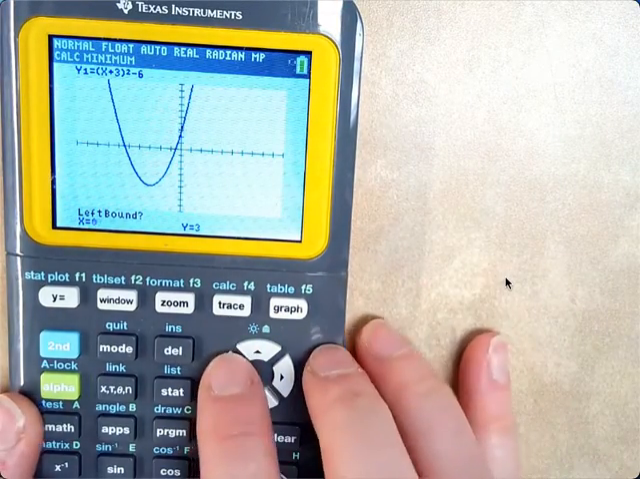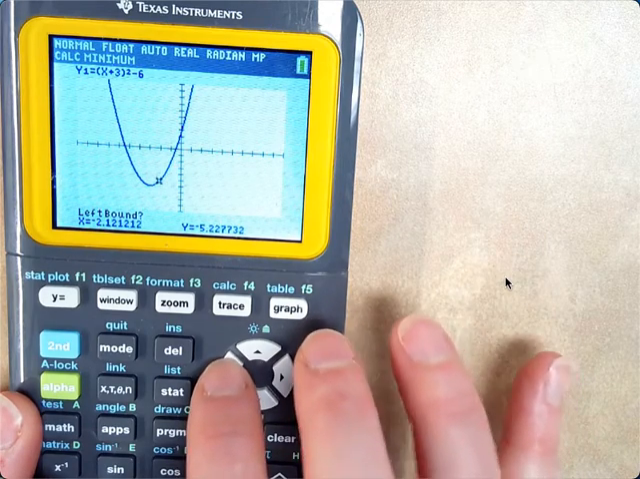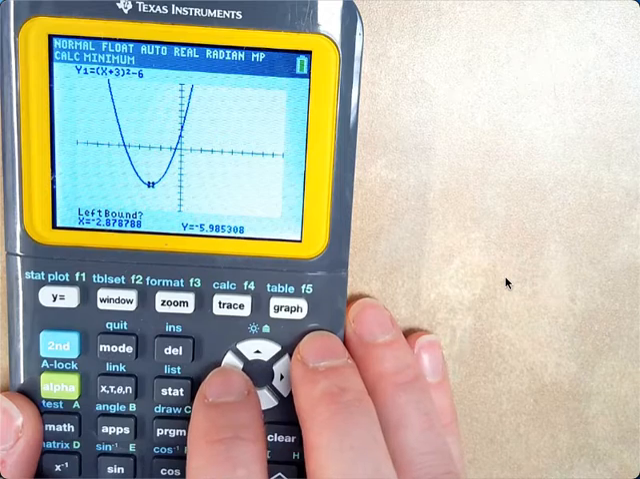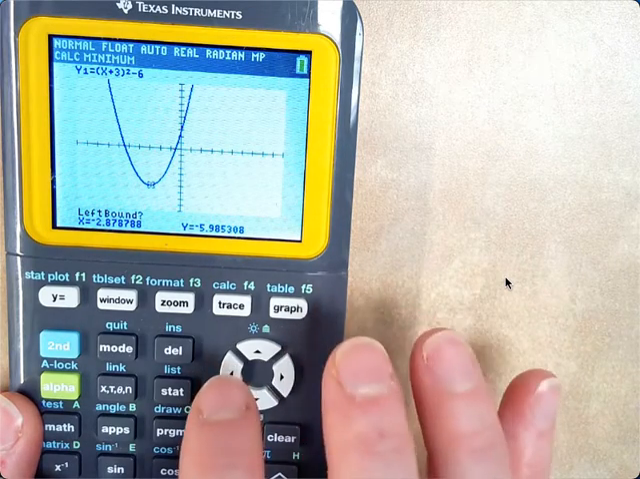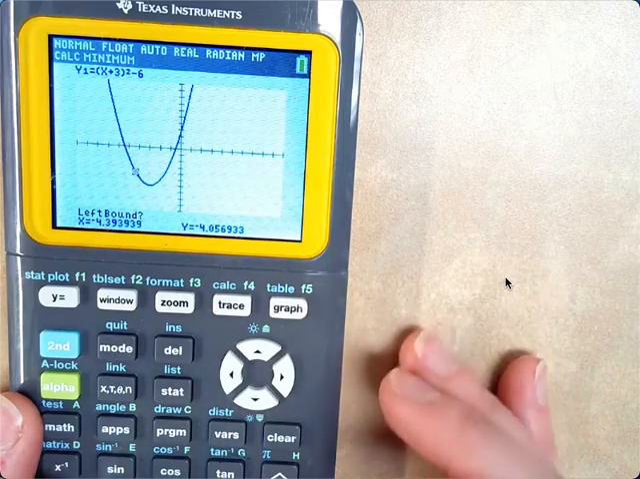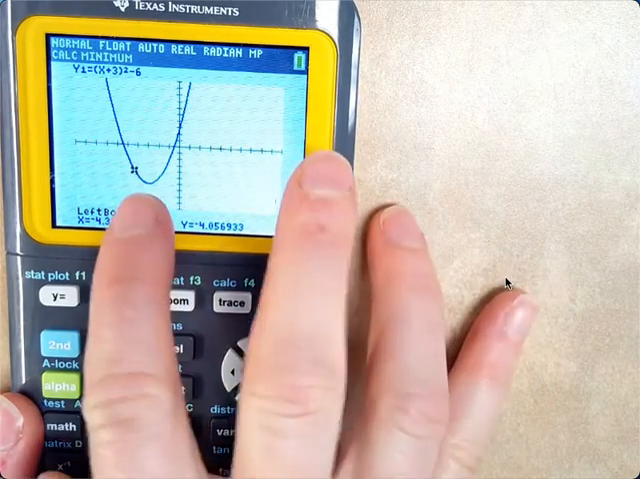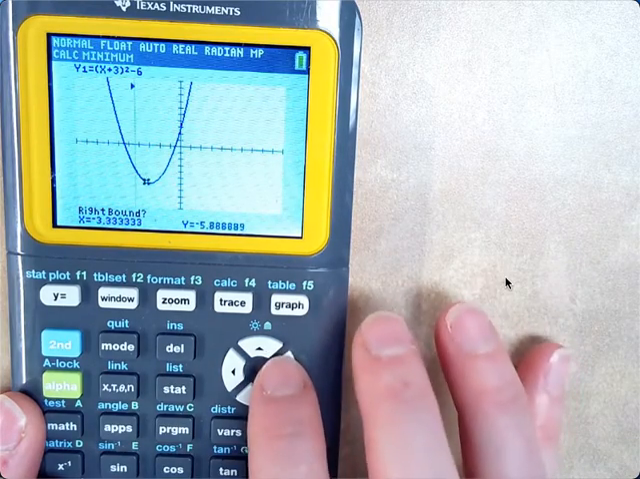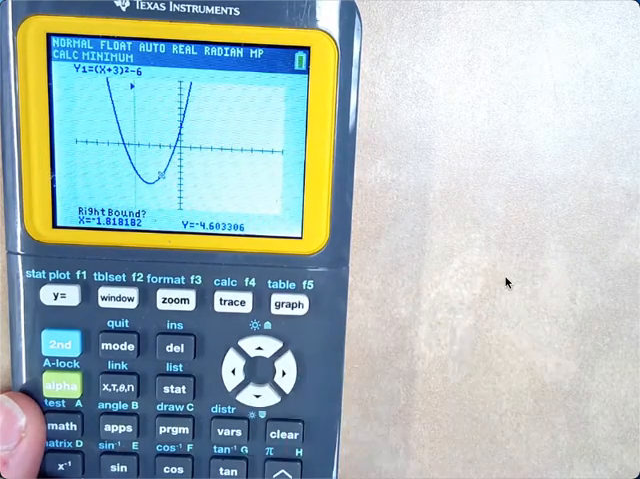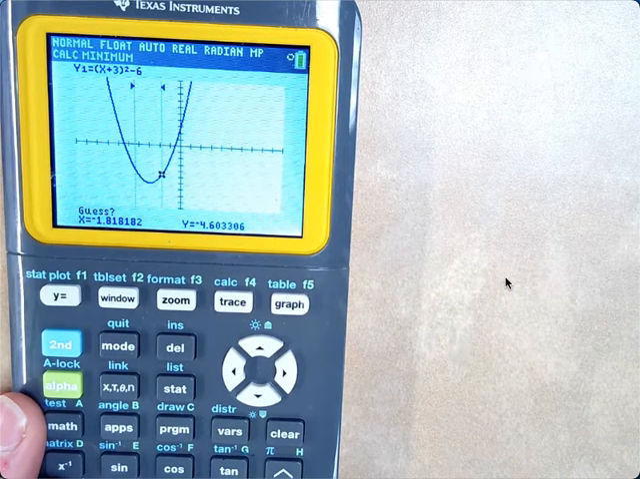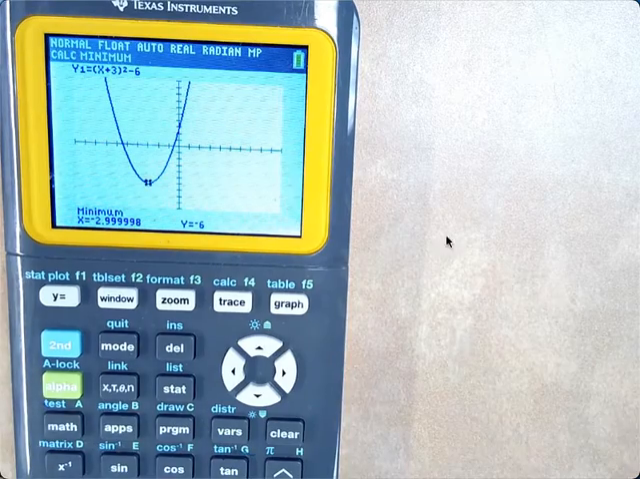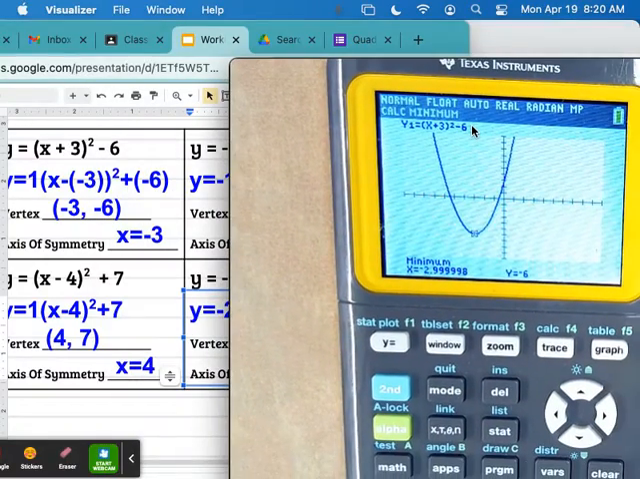We need to go to the left side. So here is where our vertex is, right? Get your cursor to where the vertex is, and then go to the left of where that vertex is. So I'm going to go over here. That's to the left of my vertex. I know the vertex is right there. Push enter. Now go to the right of the vertex. Push enter. Guess, push enter. Negative 2.9999 and negative 6. Which isn't that the same as saying negative 3 and negative 6?